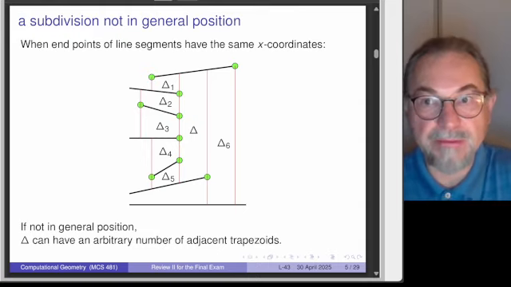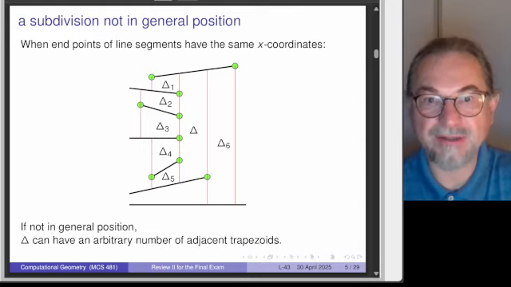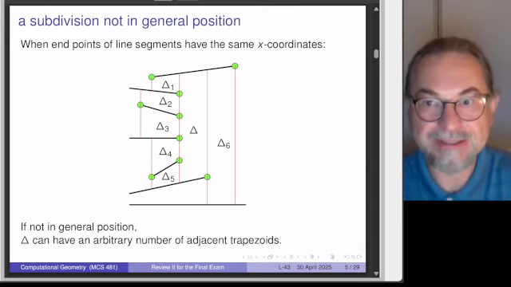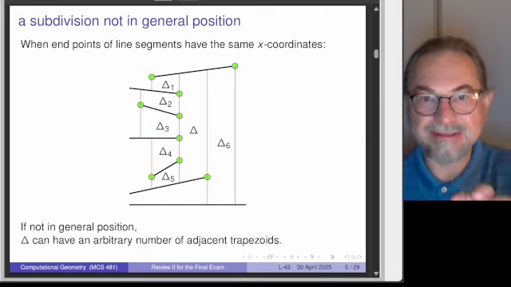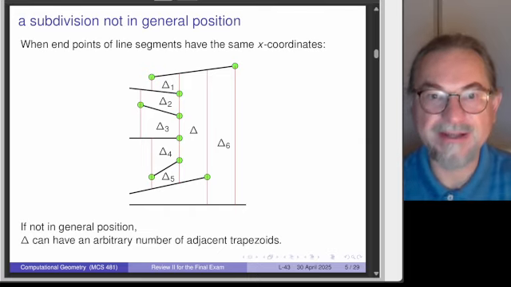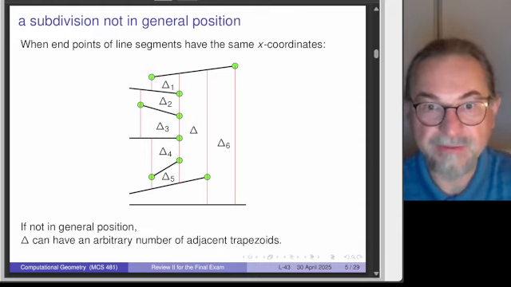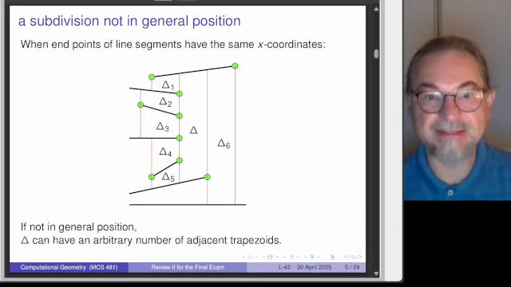So here you see an example of such a trapezoidal map, but it's a special one because we have 4 points lying on top of each other, or alternatively, 4 endpoints have the same x coordinate. This makes the central trapezoid in this picture, delta, have on one side the neighbors delta 1 to delta 5. So it has 5 neighbors on one side and 1 neighbor at the other side. In total it has 6 neighbors.